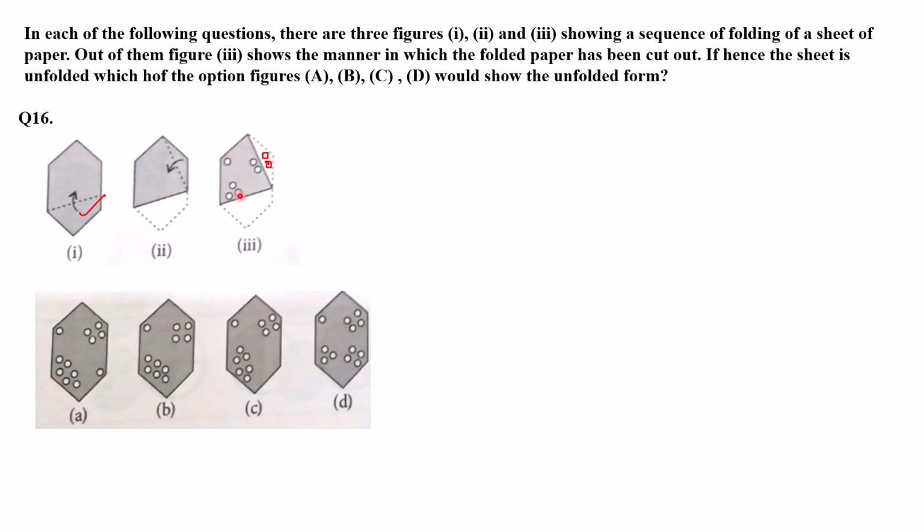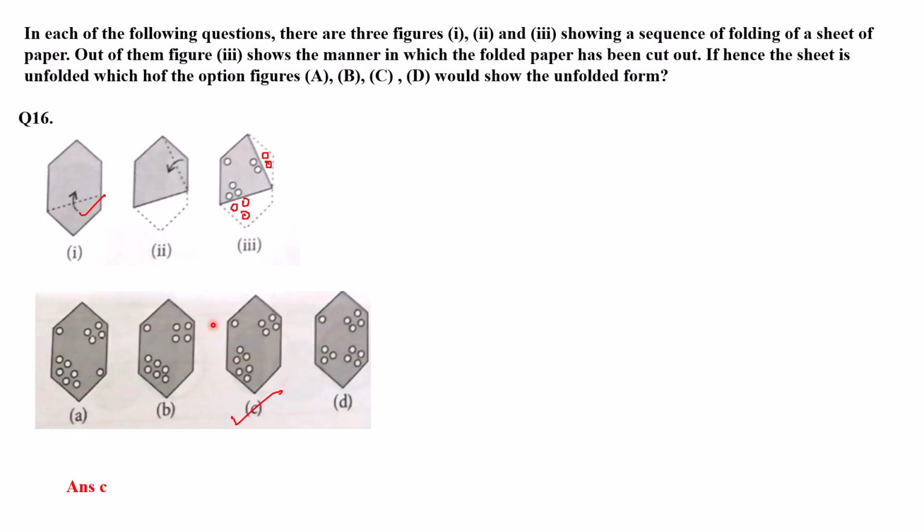If you unfold that part, what will happen? Here are three circles, right? So those three circles will appear on this side also. So it will look something like this. If you unfold it, it will come here. Now see which shape is matching. So option C is matching, isn't it? So the answer is option C.